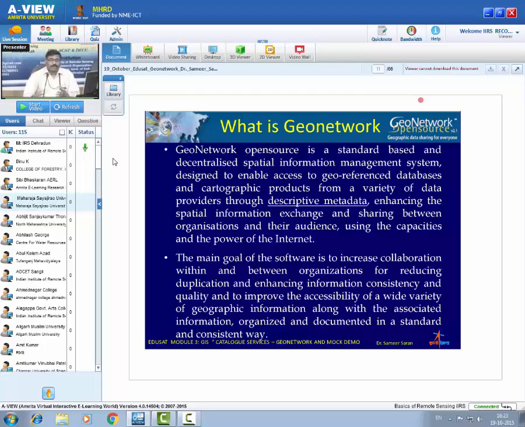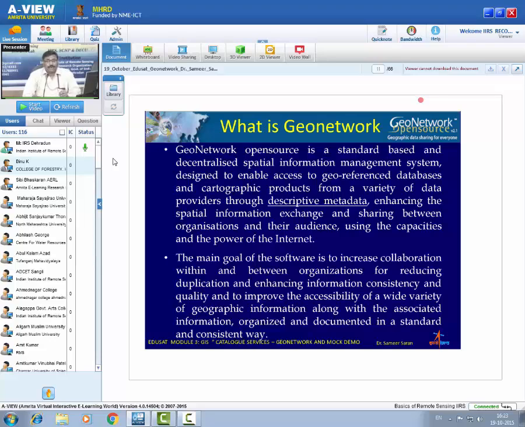And in fact, it is one of the most user-friendly software. You don't need high programming skills to really set up this particular open source and build your own portal. So that is the beauty of this particular Geonetwork. It is a standard-based, decentralized, and I want you to note this term, decentralized spatial information management system.